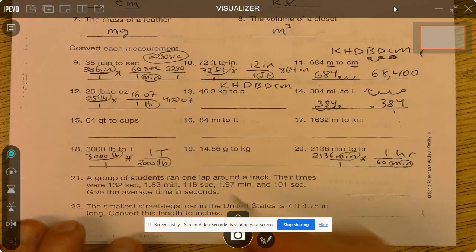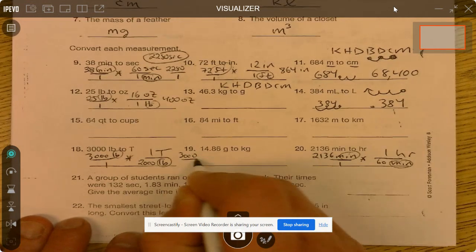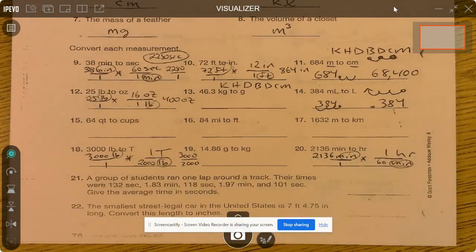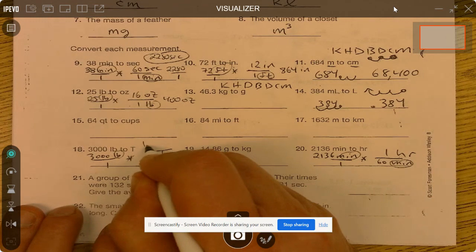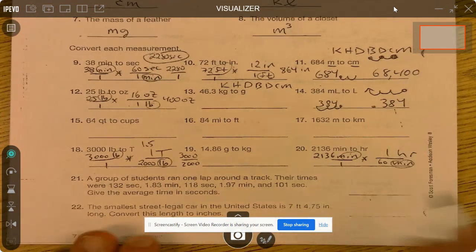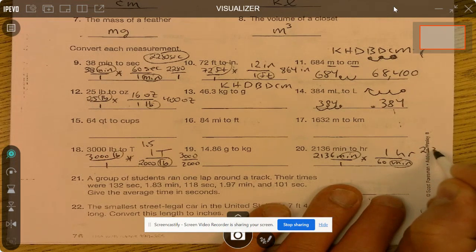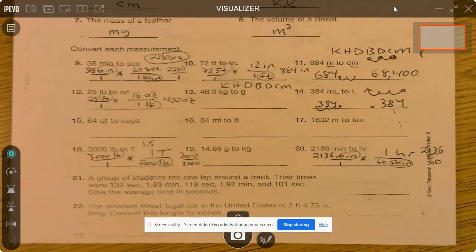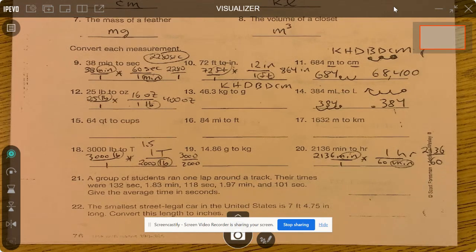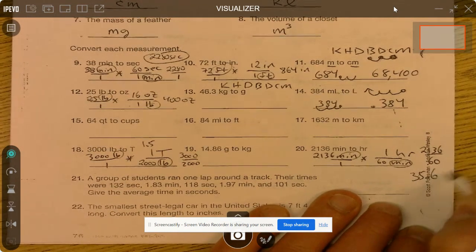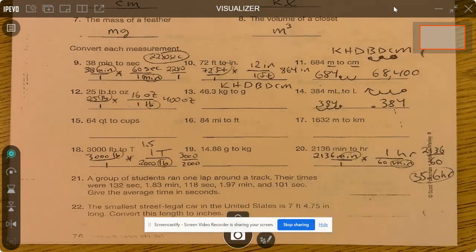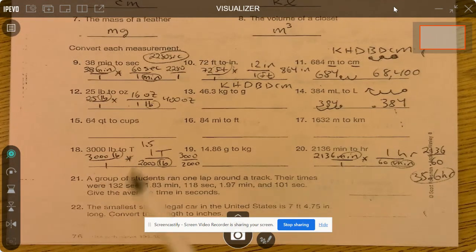Now 18, something happens. That's different. The top is 3,000 and the bottom is 2,000, which means I'm not done yet. I have to finish this question. I have to divide and get an answer. Answer 1.5. And over here, this is going to be 2136 divided by 60. 2136 divided by 60 is 35.6. 35.6 hours.